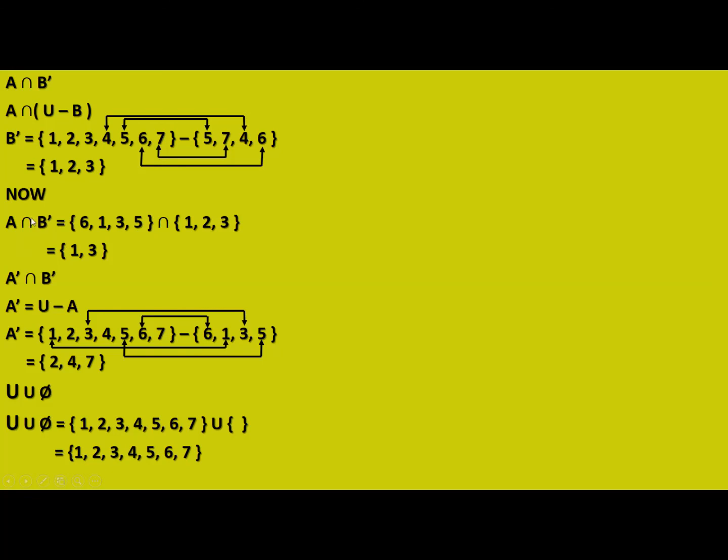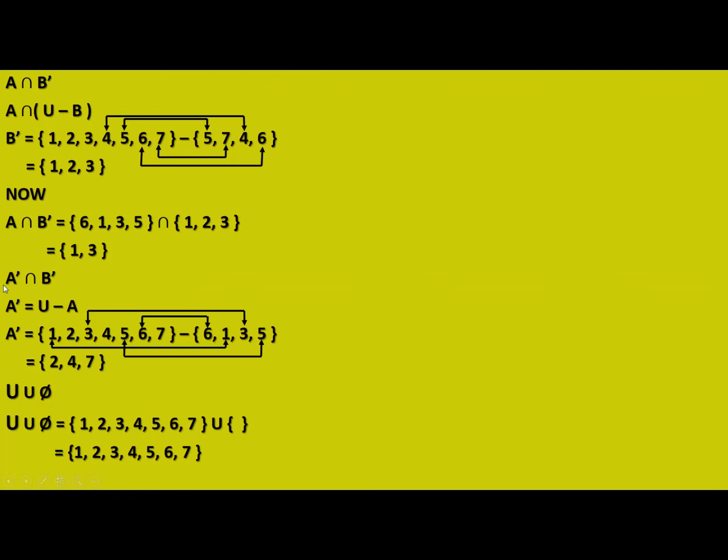Then put the intersection sign. And B complement we've already solved, and what answer did we get? 1 2 3. So we'll write here 1 2 3. Now in intersection we'll write the common elements. So 1 we can find in both sets and 3 we can find in both sets. So our answer will be 1 3.